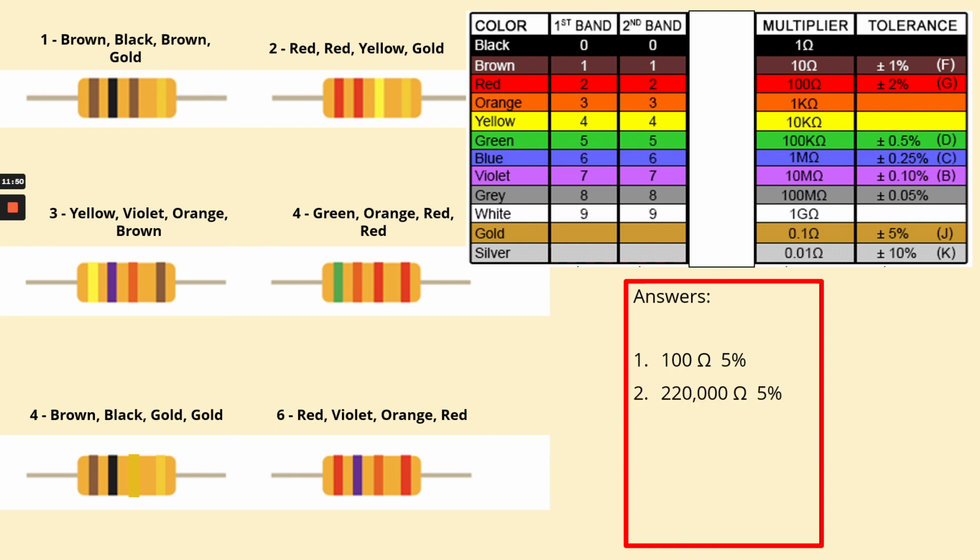Question 2, 220,000 ohms with a tolerance of 5%. So do your green pen corrections here, or give yourself a tick if you got it right. Question 3 is 47,000 ohms with a tolerance of 1% this time. Question 4 is 5,300 ohms with a tolerance of 2%.